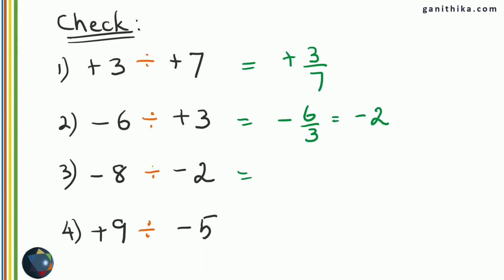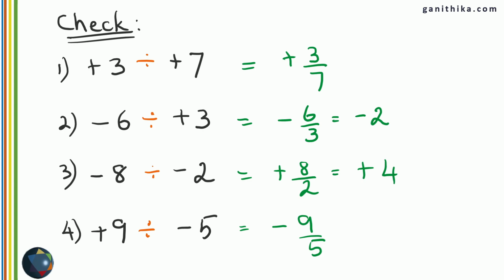This is negative over negative, therefore it is positive. Negative will be positive for both multiplication and division. Therefore the answer is positive 8 over 2. 8 over 2 is nothing but 4. Therefore the answer is positive 4. Negative and positive, or positive and negative, will give you negative answer. So first number divided by second number, 9 over 5 is the answer. Negative 9 over 5 here, because one is positive, the other one is negative. And you cannot simplify this further.